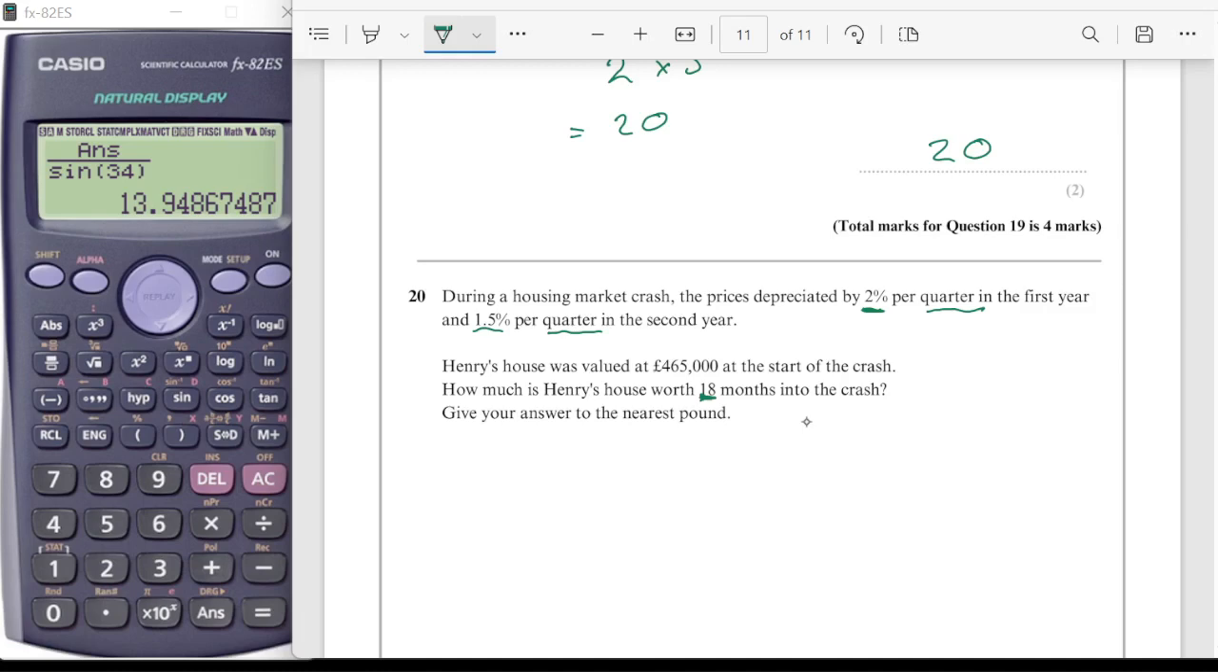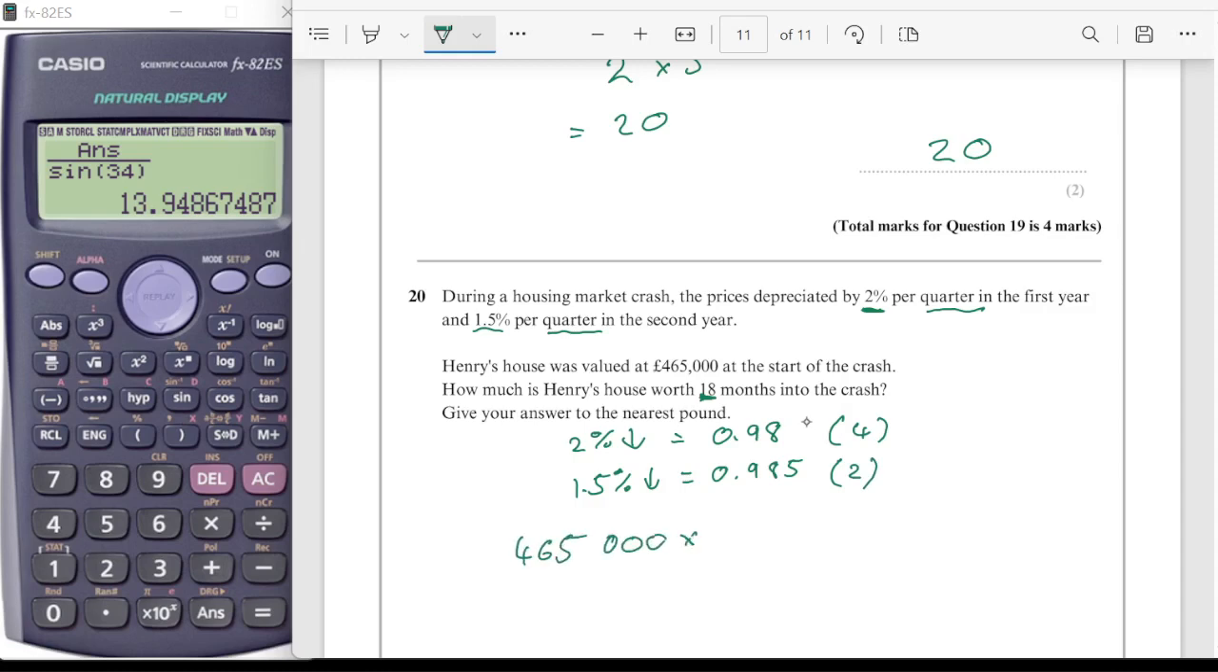So let's start by saying that 2% depreciation, so 2% reduction is going to be a multiplier of 0.98, and then a 1.5% reduction is going to be a multiplier of 0.985. So we want 4 lots for a full year. Quarter means quarter of a year, so we want 4 lots of this one. And then in 18 months, that's 12 months plus another 6 months, so another 2 quarters, so 2 quarters of that.